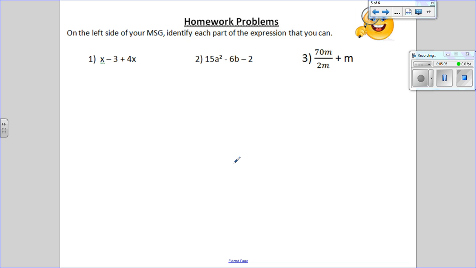Okay, so for the homework tonight, on the left side of your MSG, identify each part of the expression that you can. Looking back at what we just did, try to identify as many parts of each of these expressions as you can.